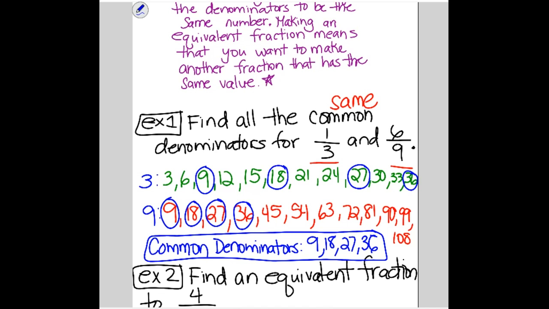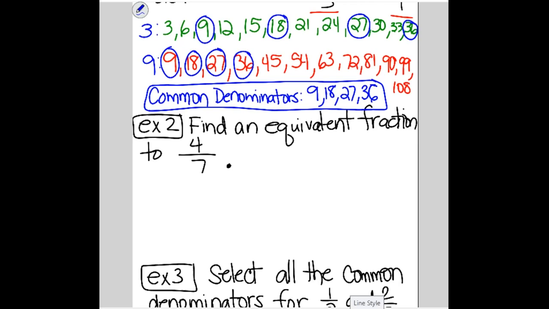Let's do the next example. All right, super friends, the next example says, find an equivalent fraction to 4/7. Okay, so I'm going to show you how to do that. What we would do is we would write down our 4/7. So we have our fraction. And making an equivalent fraction, guys, just means that we want to make another fraction that is the same value. So whatever value 4/7 equals, we want another fraction that has that same value.